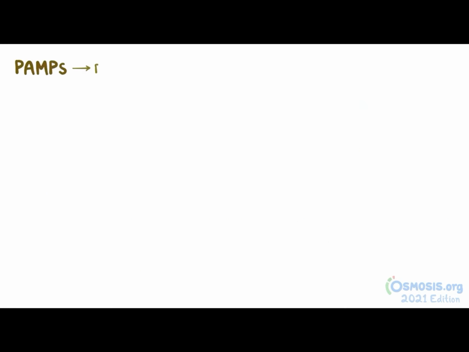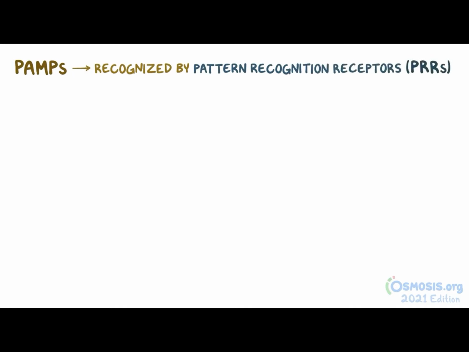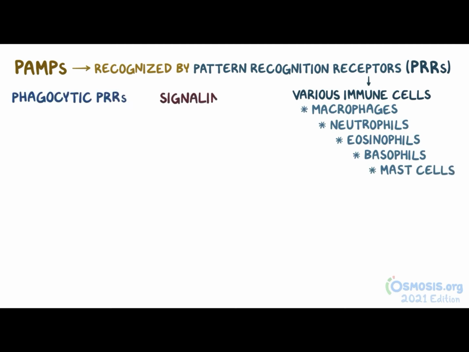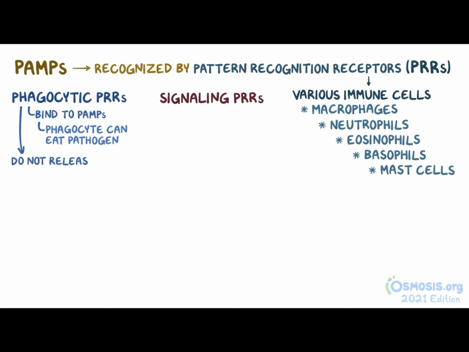Now, PAMPs are recognized by pattern recognition receptors, or PRRs, which are receptors on various immune cells including macrophages, neutrophils, eosinophils, basophils, and mast cells. There are two main groups of PRRs, phagocytic PRRs and signaling PRRs. Phagocytic PRRs bind to PAMPs so that a phagocyte can gobble it up, but they do not allow for cytokines to be released to other cells.